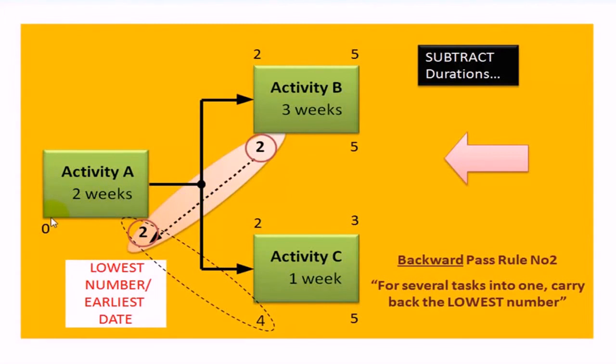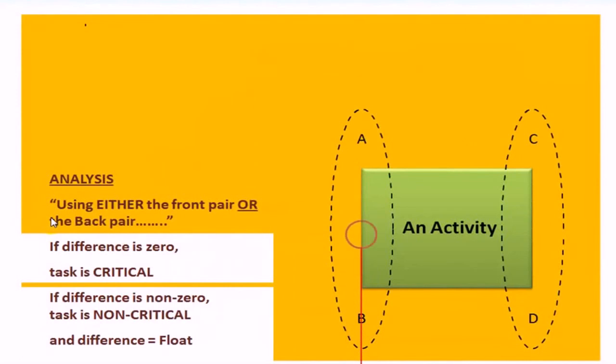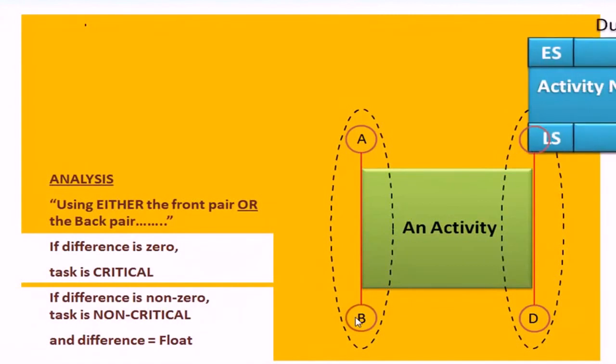Now it merely comes to the analysis, which frankly couldn't be easier. Just take this as an example of any one of the activities that we've just been looking at. You'll have numbers at the top here, here, here and here. What we need to look at is either the front pair or the back pair. It doesn't matter, either will give us the right answer. If the difference between these two numbers is 0, that must be a critical task. If the difference between either the front pair or the back pair is not 0, then it's a non-critical task, and that numeric difference will give you your float.